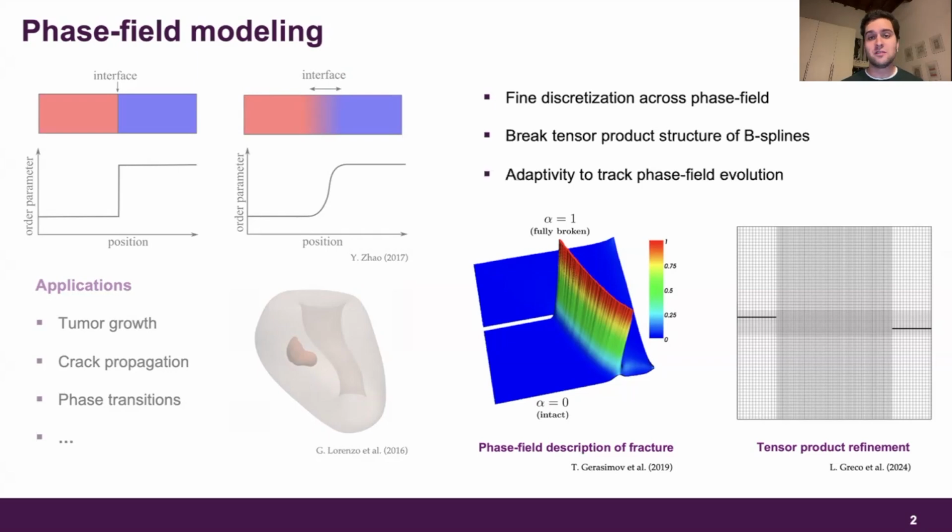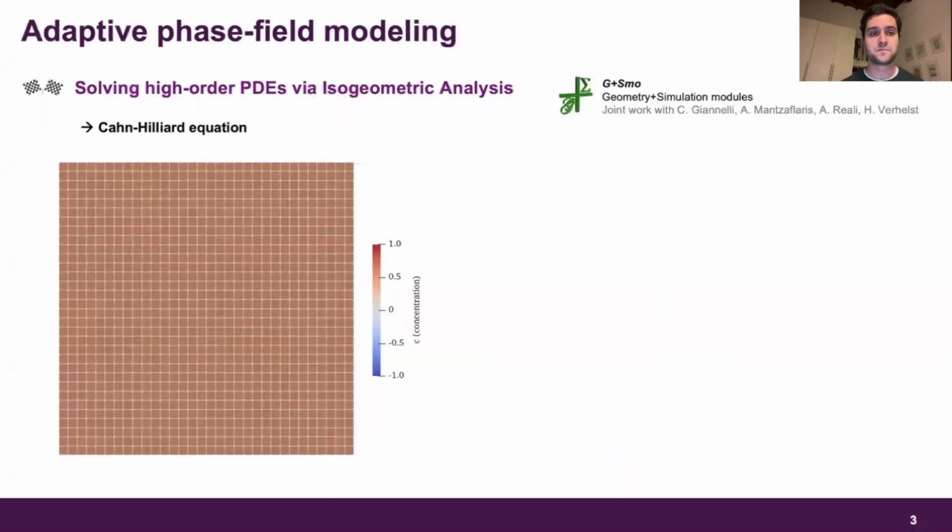The way we tackle this problem is to first break the tensor product structure of B-splines, which are the shape functions that we use in the analysis, and to also be adaptive in order to be able to track the evolution of the phase field, meaning we will be able to not only locally refine, but also to change the mesh as the phase field evolves.